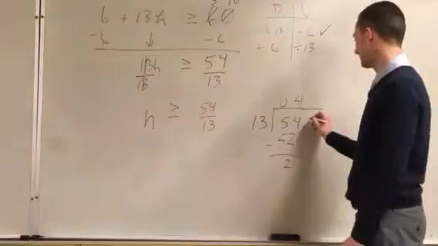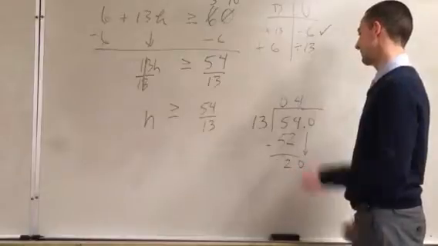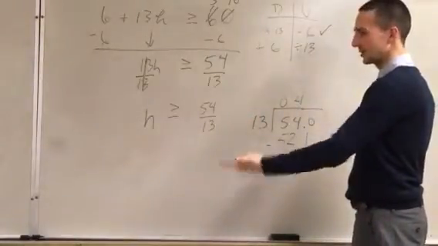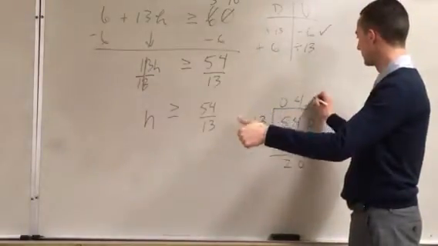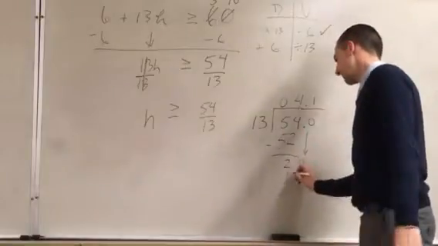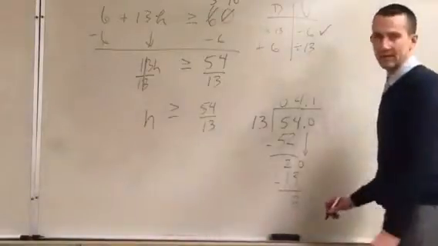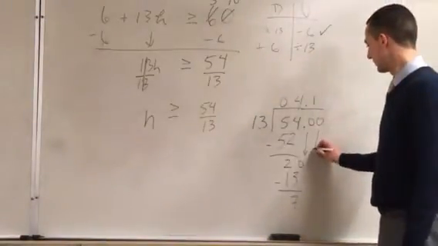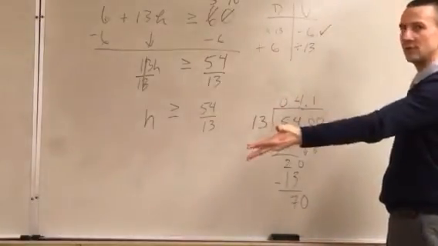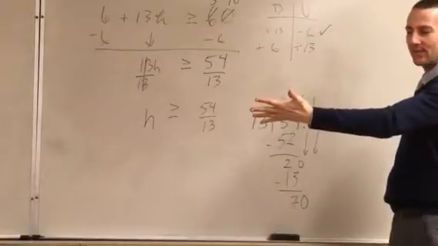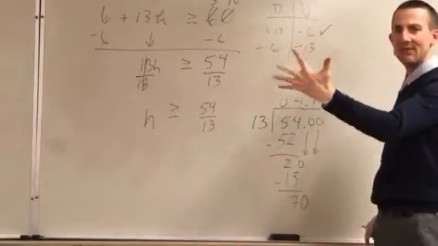Okay, now bring down 0. 13 goes into 20. 13, 26. 26 is too much. So just 1 time. Decimal. 1 times 13 is 13. If we want to keep going, 13, 26, 39, 52, 65. Then past 65 would be 78. That's too much. 65. 5 times.